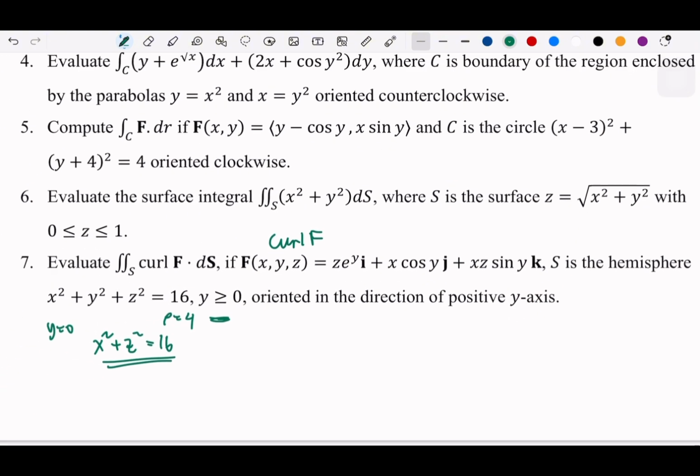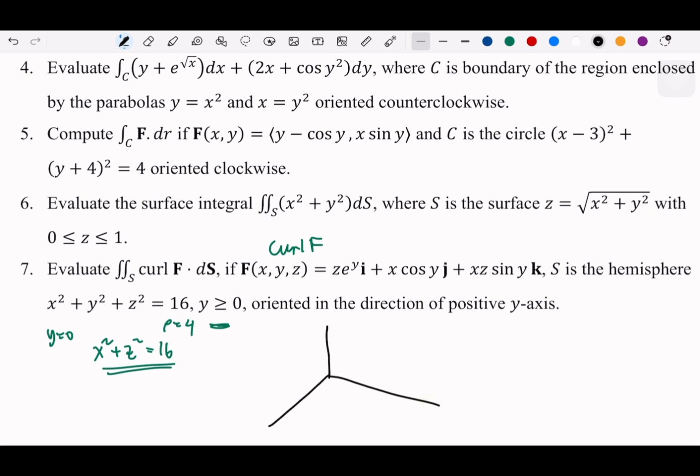So the Stokes theorem will work like this. Suppose that this is y, this is z, this is x. This, for example, is just the intersection on this plane here, right? It says that the hemisphere is oriented on the positive y-axis. Because it's positive here, this will be the direction, using the right-hand rule. So we have the counterclockwise orientation, which means we can use the Stokes theorem by default as positive.